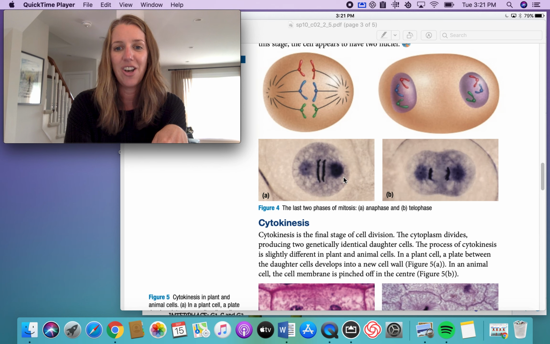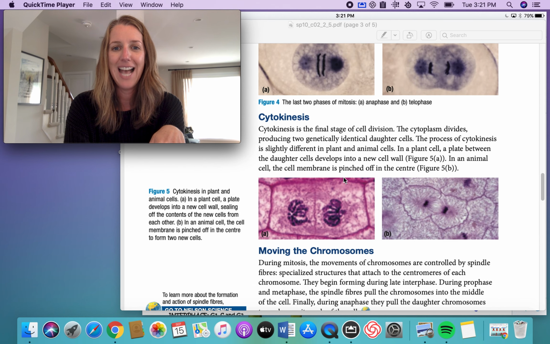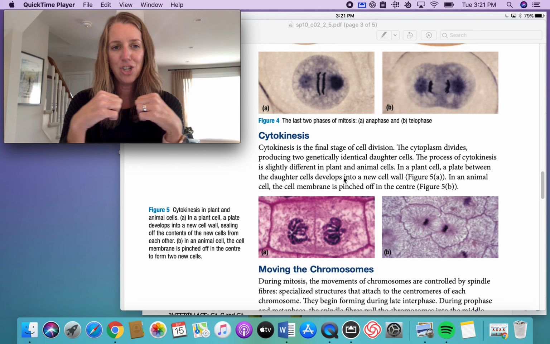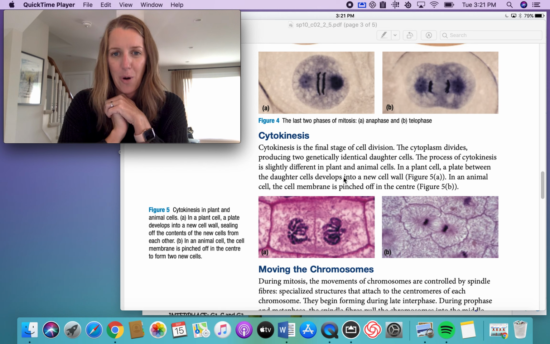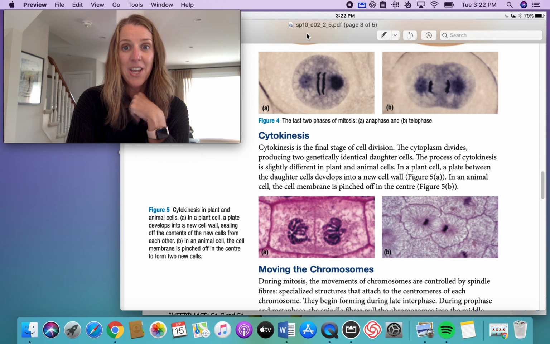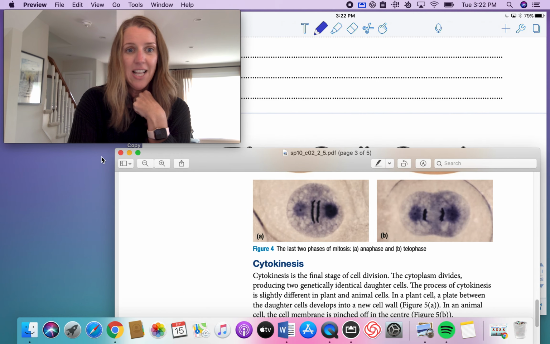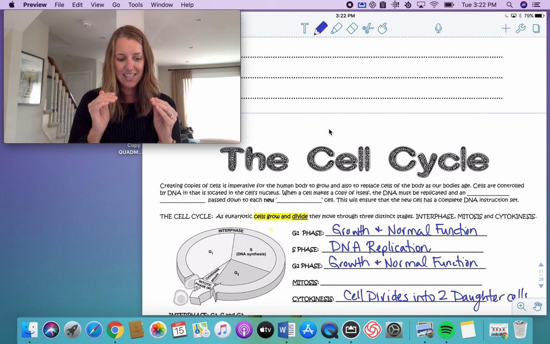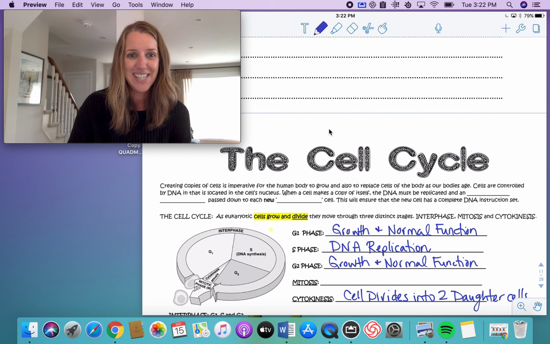It finishes off at the end of mitosis with the last stage, which is called cytokinesis, and that's where the cell membranes pinch off and 2 cells are formed. And remember, the end of this process, each cell has the same number of chromosomes. Okay, so that's our textbook section. Let's have a look at part of the notes, and then we're going to go into each stage in quite a bit of detail.